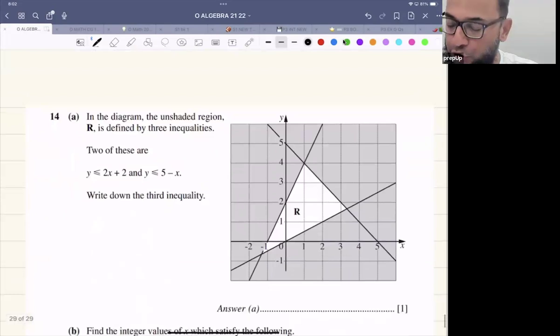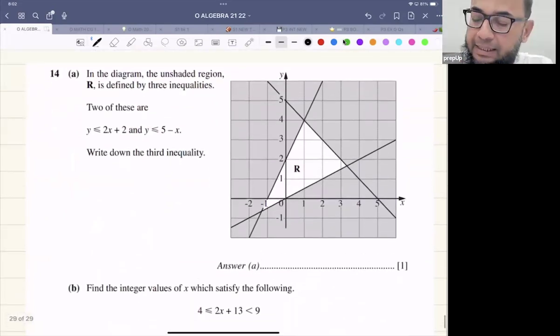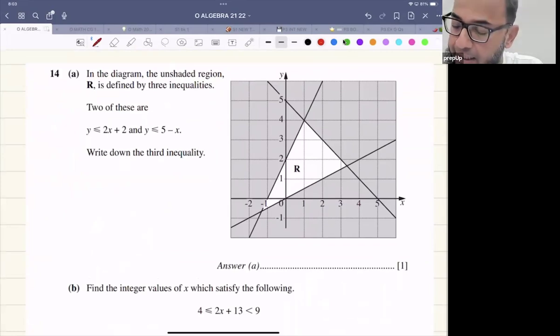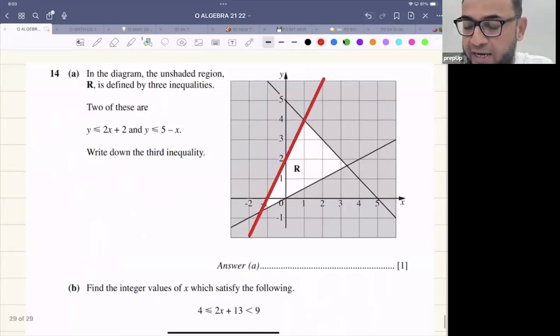And another question of the same type. In the diagram, the unshaded region R, now they're talking about the unshaded region, is defined by 3 inequalities. y is less than or equal to 2x plus 2. So again, let me use red color. 2x plus 2, I can see the y-intercept, so let me just draw this. This is the first one, y is less than or equal to 2x plus 2.